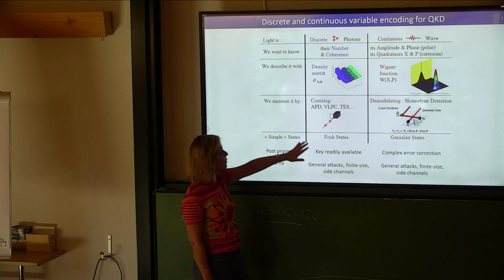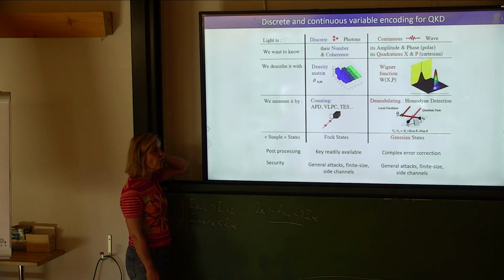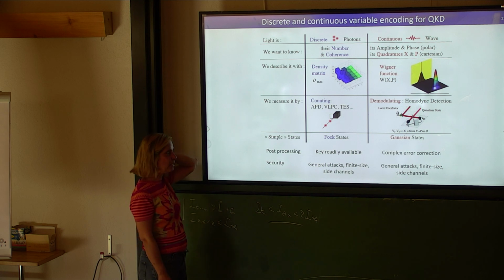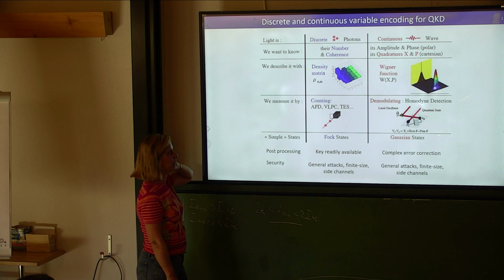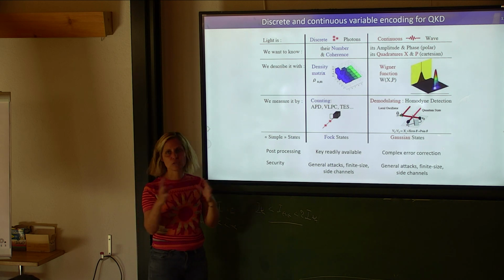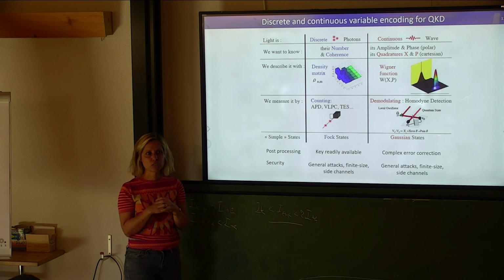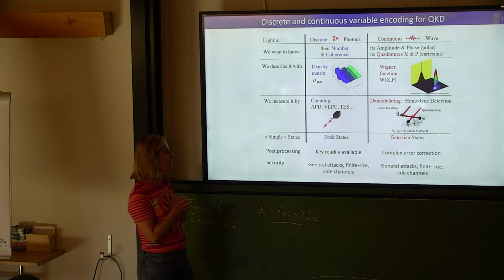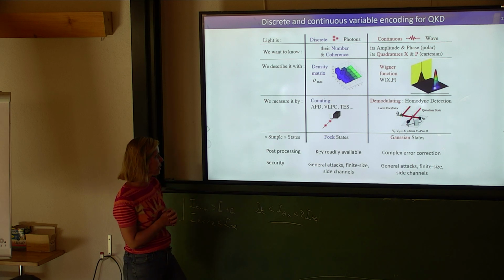So, simple states: we have seen Fock states for photons. Gaussian states are the ones that are typically used for QKD in continuous variables, like coherent states or squeezed states. But just as a side note, if you want to do CV quantum computing, you also need non-Gaussian operations. You cannot use only Gaussian quantum information and perform full quantum computing. But for QKD, it's perfectly possible.